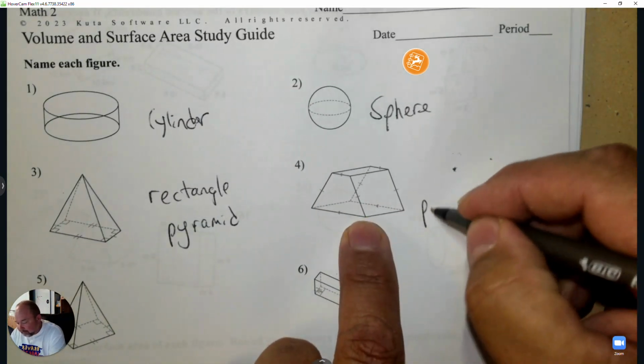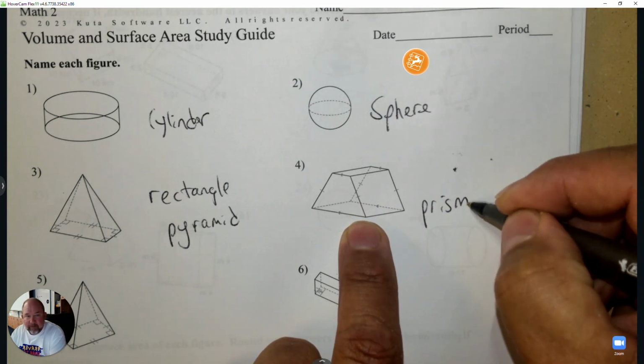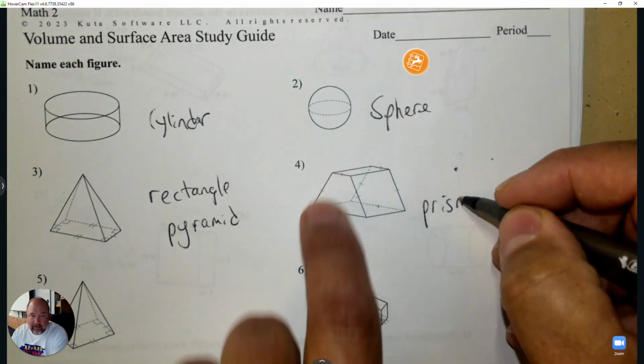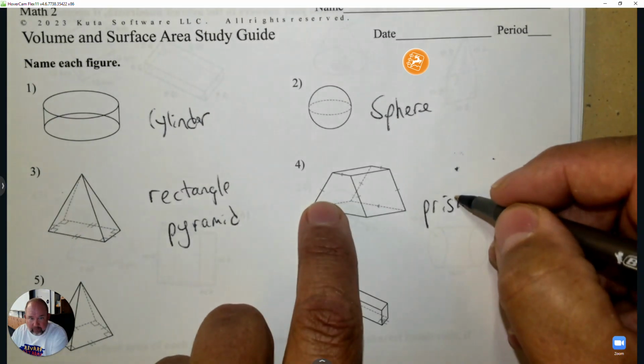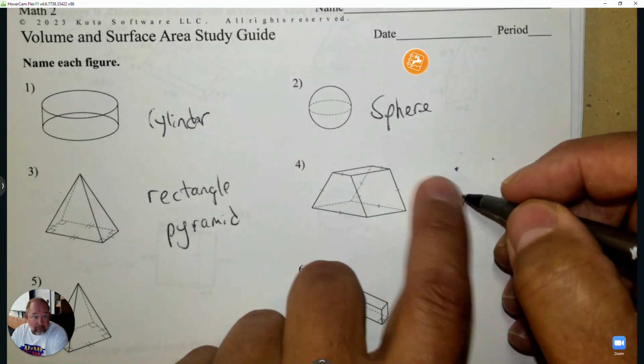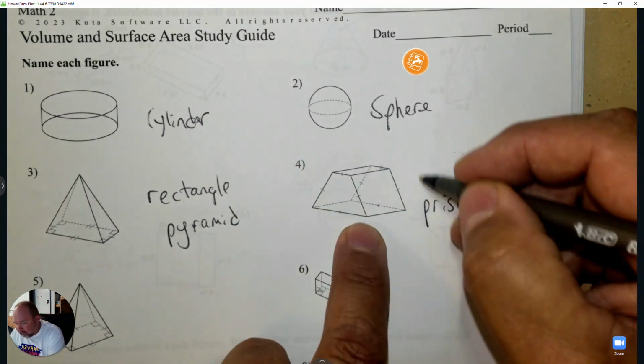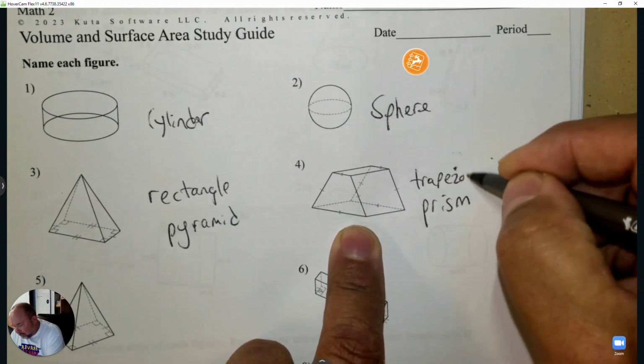This is a prism. But what type of prism? So the rectangles are around the side. What's the other shape that's not a rectangle? That tells me what type of prism it is. If they're all rectangles, then it'd be a rectangle. But I see a trapezoid. This is a trapezoid prism.